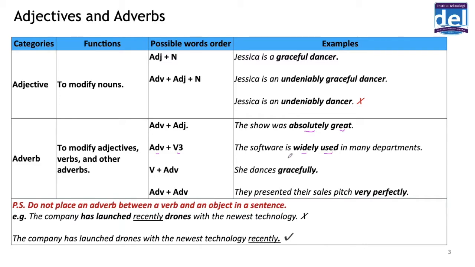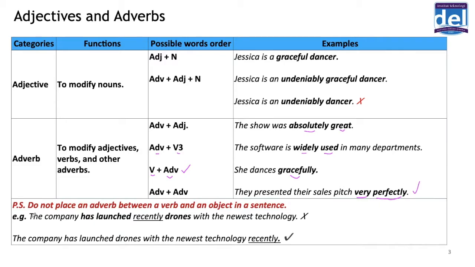The third order is verb plus adverb, because basically an adverb modifies a verb. So it is possible to have this kind of structure. For example, she dances gracefully. I run fast. She has worked hard, or she has worked very hard. The other pattern is adverb plus adverb. For example, they presented their sales pitch very perfectly. Very is an adverb and perfectly is another adverb. And the sentence is correct.